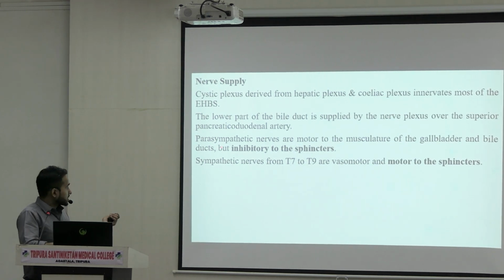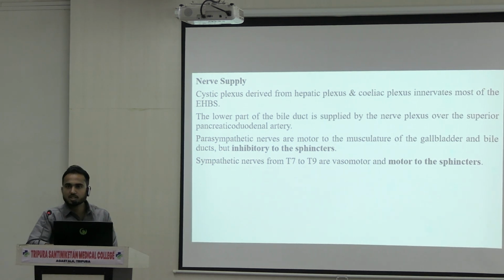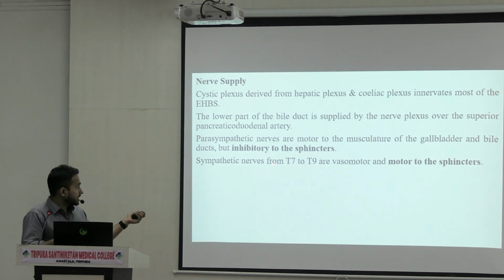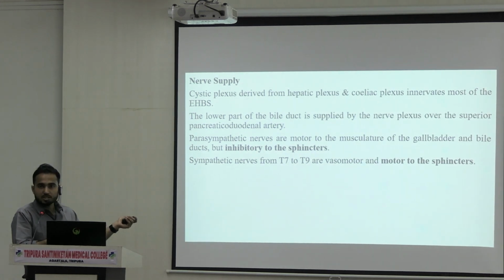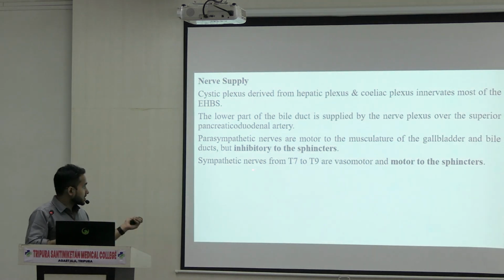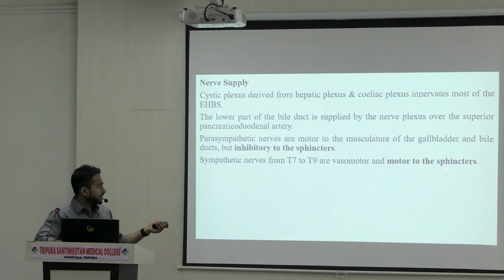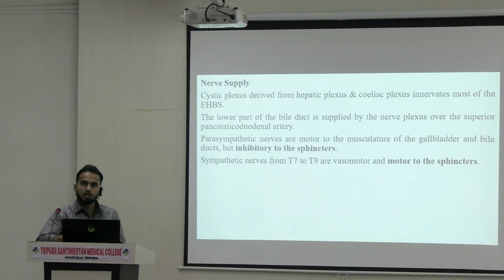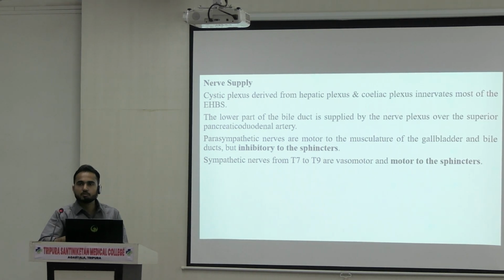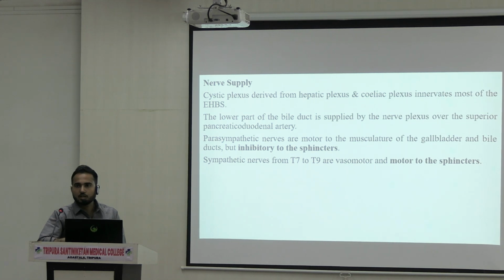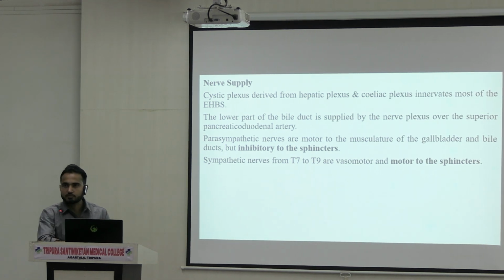Next, the sympathetic nerves are coming from the T7 to T9 segments of the spinal cord, and they are motor to the sphincters. As I said, sympathetic and parasympathetic functions are always opposite to each other. Here the parasympathetic is inhibitory to the sphincters, that means it will keep the sphincter closed. In case of sympathetic, it will keep the sphincters open. Motor to the sphincters means it will open the sphincter. So like this, sympathetic and parasympathetic are always opposite to each other.